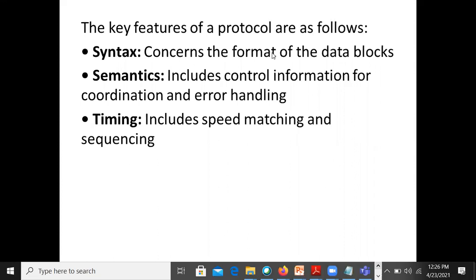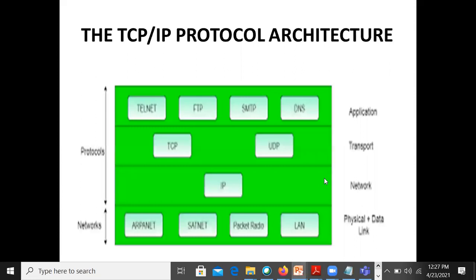Any network architecture follows a layered manner. I already told you there are two commonly used protocol architectures: one is TCP/IP and the second one is the OSI reference model. First we are going to discuss the TCP/IP protocol architecture. First try to observe here. I have divided the diagram into 4 parts. So there are 4 layers.